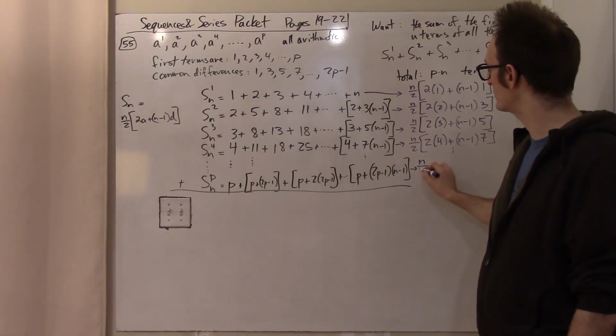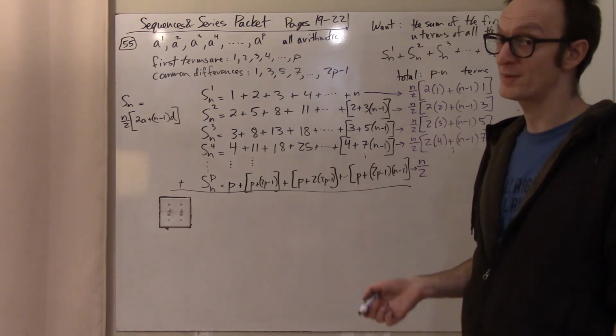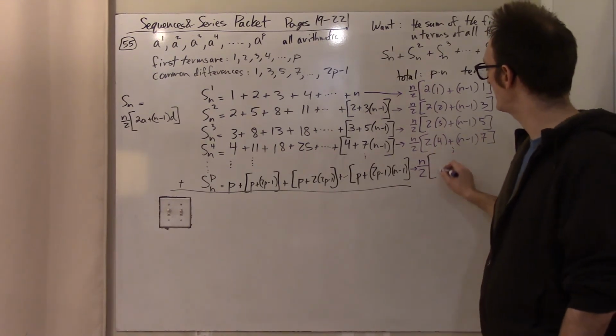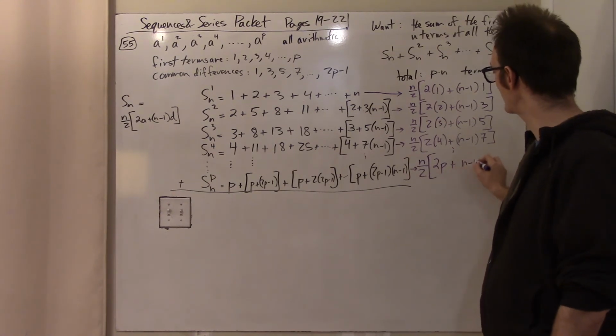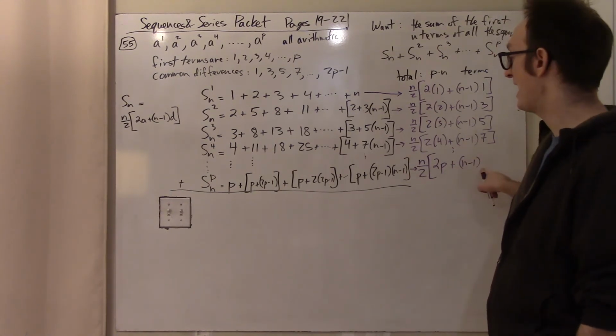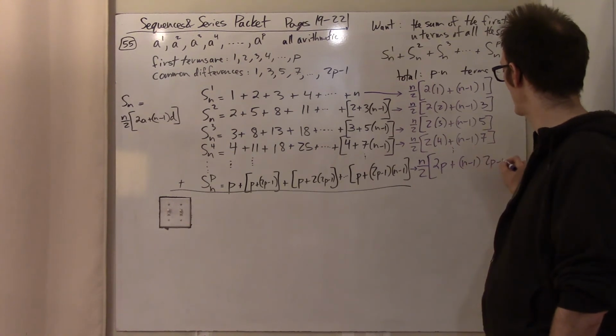And we keep on doing this until I get to the pth sequence, and the pth sequence, when you add up the first n terms, using the formula for the sum of the first n terms, is going to be twice the first term, which is p, plus n minus 1 times d, and d is 2p minus 1.